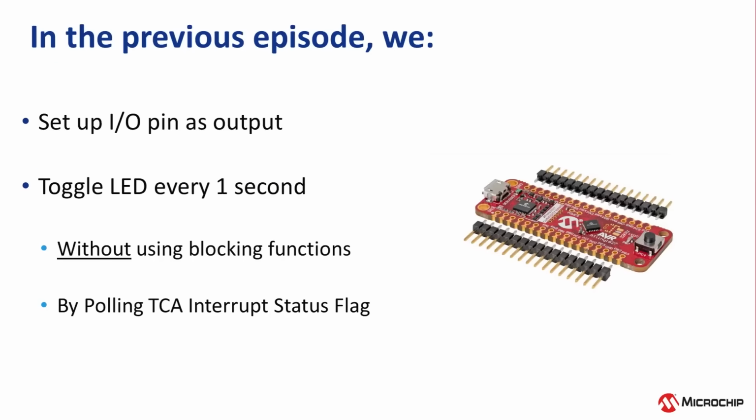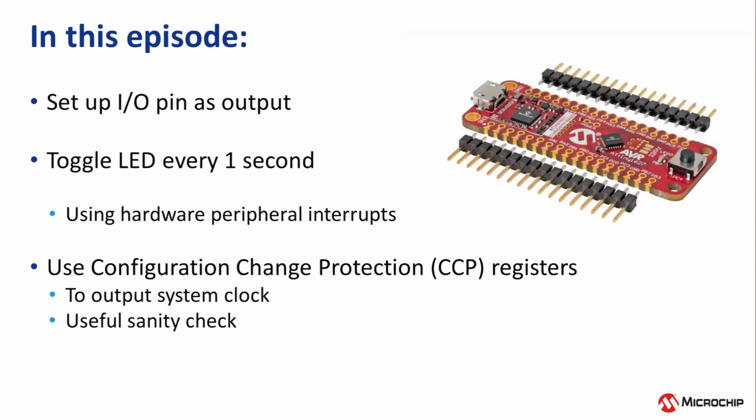In the previous video in this series, we toggled the onboard user LED every 1 second by polling the interrupt status flag of timer counter A. In this video, we will toggle the onboard LED purely with interrupts. This means we won't need any logic code to decide when to toggle the LED, as it will be done completely by hardware peripherals. In this project, we will also use Configuration Change Protection, or CCP, registers to output our peripheral clock so we can confirm it is what we expect. This is a very useful sanity check when starting a project.